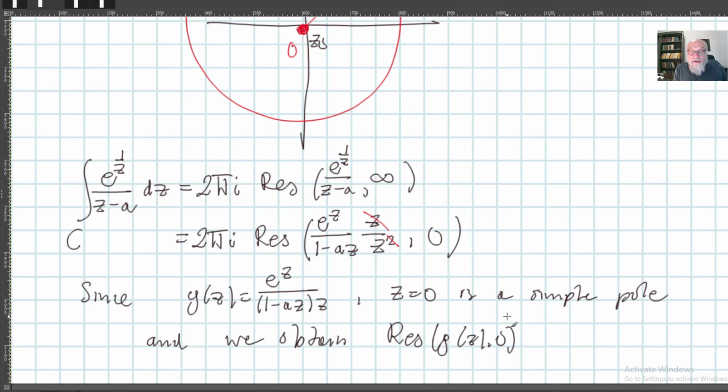Okay, you can check it, plug it. The value is simply equal to the value of e^z divided by 1 minus a z at z equal to 0, which comes to 1, and then the answer is that this integral is equal to 2 pi i, and we obtained.